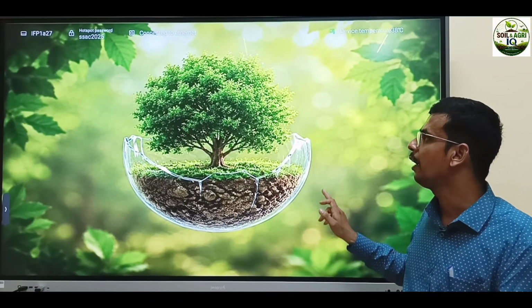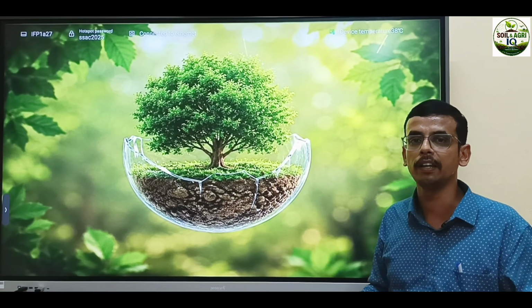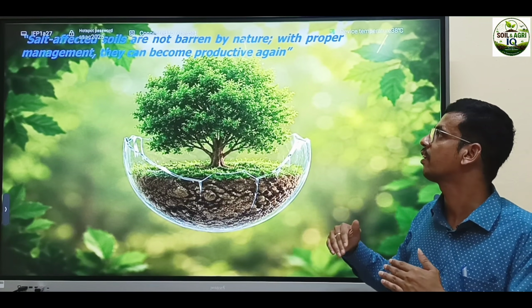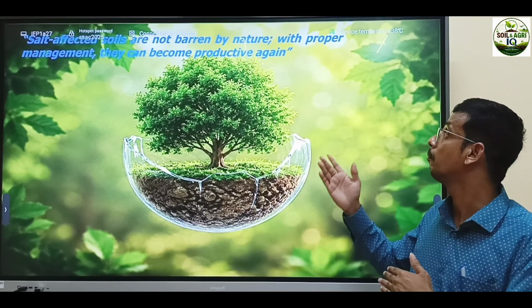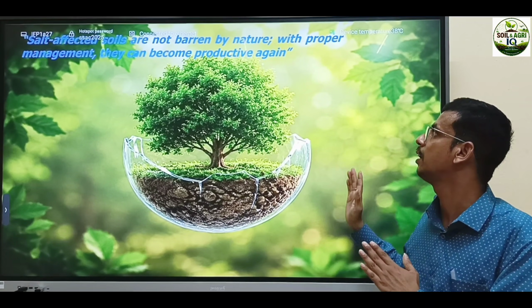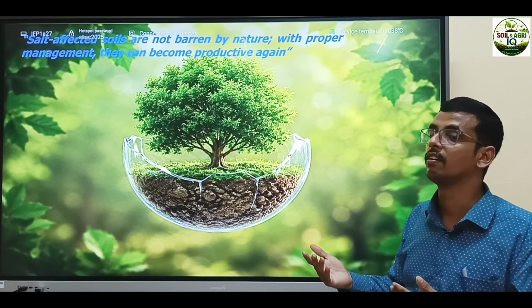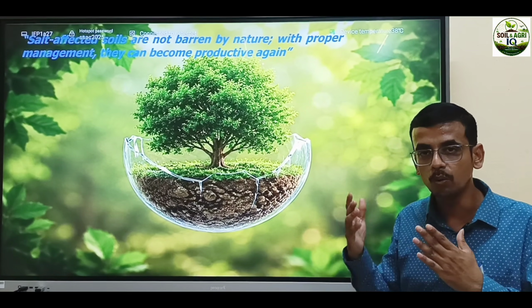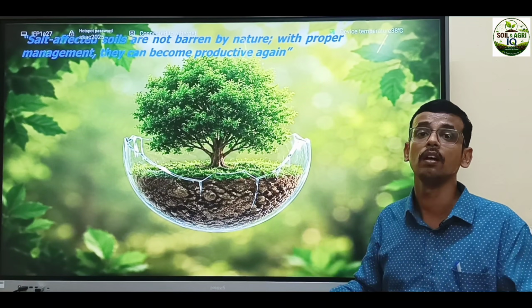So I want to conclude my lecture with one quote: salt affected soils are not barren by nature; with proper management they can become productive again. So we can cultivate and utilize our saline soil with proper management.